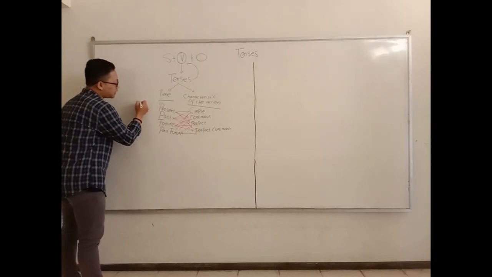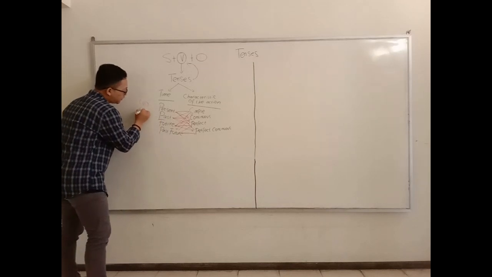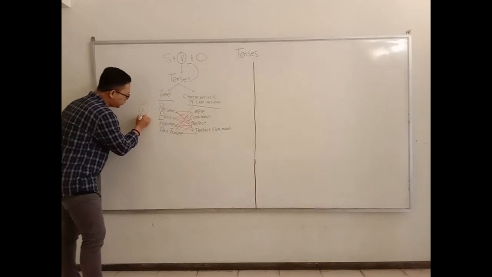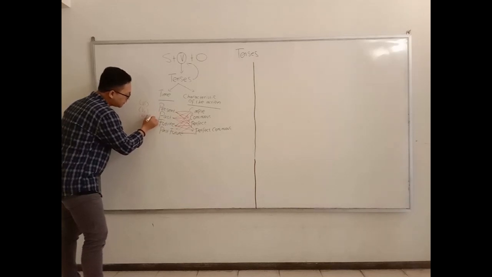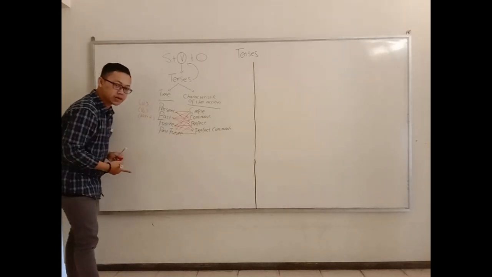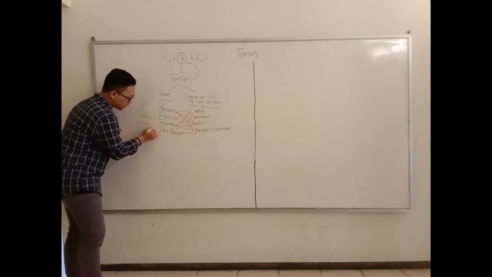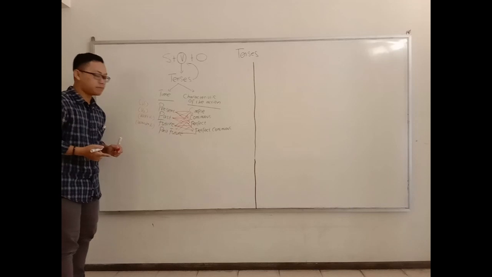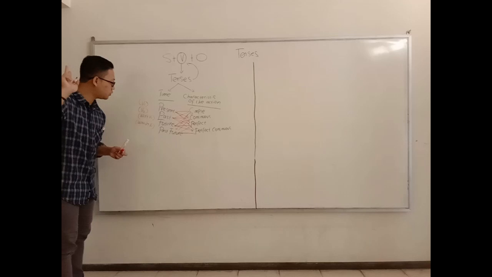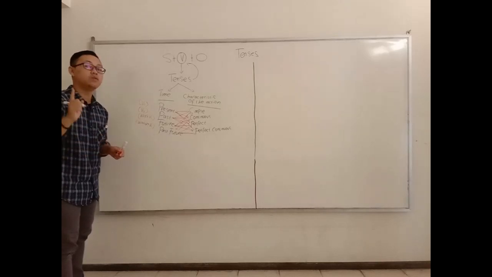Oke, present is identical with verb 1. Past is identical with verb 2. Future is identical with will plus verb 1. Okay, past future is identical with would plus verb 1. Okay, present is identical with verb 1. Past is identical with verb 2. Future is identical with will plus verb 1. Past future is identical with would plus verb 1.